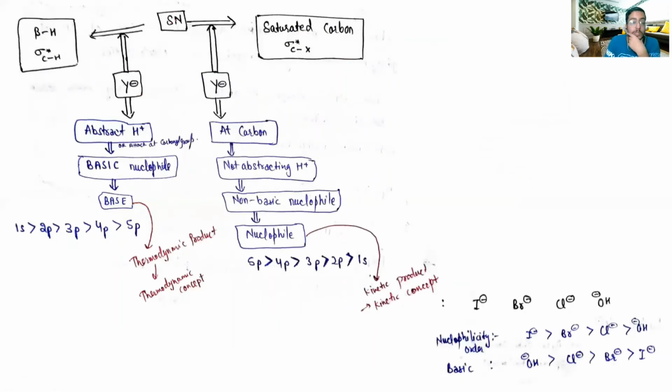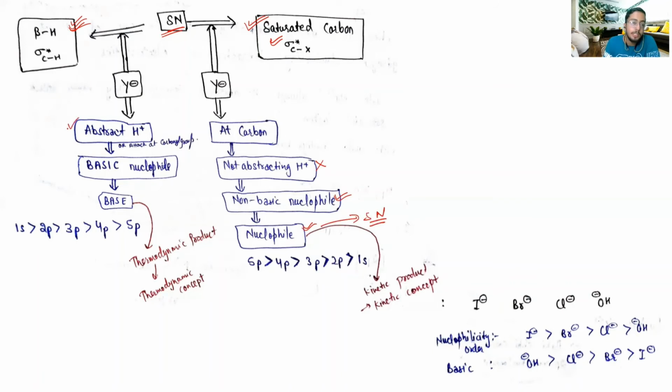Now we know that we have nucleophilic substitution reaction. In it, the nucleophile either donates its electron in the sigma star C-X, in which case it shows the nucleophilic substitution reaction, or donates its electron in the sigma star C-H, attacking the beta hydrogen and showing an elimination reaction. In both cases we have Y negative. In the saturated carbon case, it attacks the carbon and does not abstract a proton from the molecule, and that's why it is called a non-basic nucleophile, or directly we call it a nucleophile, because it shows an SN reaction in that case.